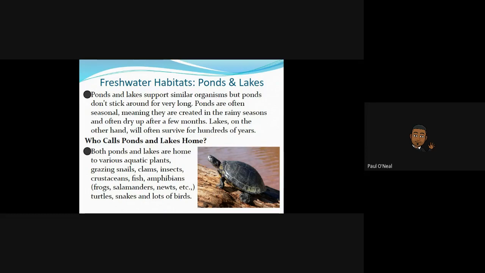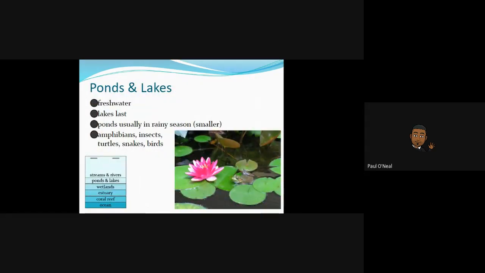Now, who may call ponds and lakes home? Both ponds and lakes are home to various aquatic plants, grazing snails, clams, insects, crustaceans, fish, amphibians, meaning frogs, salamanders, newts, also turtles, snakes, and lots of birds, okay? So again, write this down for ponds and lakes.